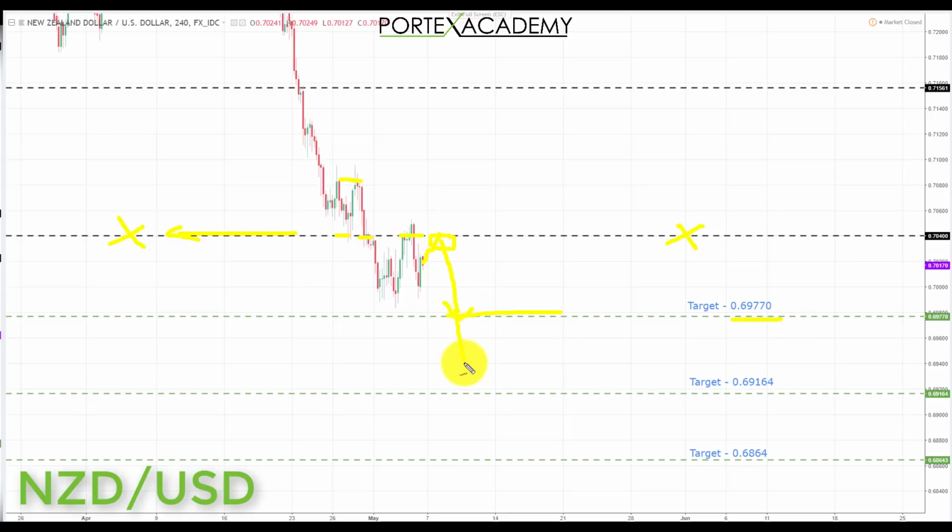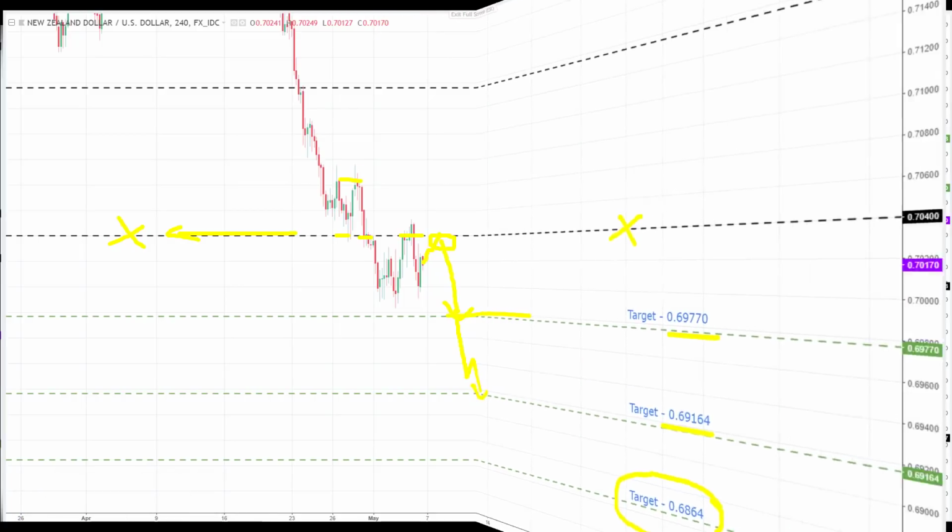And if we can get a breakthrough there, we're going to be looking down towards the next key area of support to the downside and target 2 at the 0.69164. Now, we do have another target to the downside, but it's unlikely, in my opinion, to come all the way down here next week. So really, the main two targets we're looking for are these two areas of support to the downside next week.